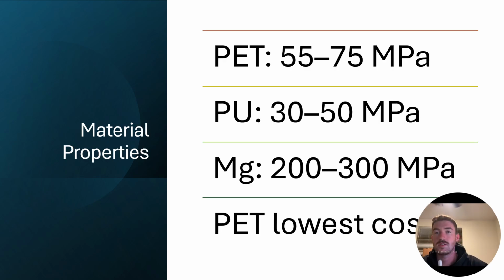Okay, so let's go ahead and look at the material properties. Essentially, this is going to be the overall results that I found from my research, comparing all of the properties for everything. Essentially what I found is that magnesium is the strongest, but it corrodes quickly, so that's an important factor to be considered.